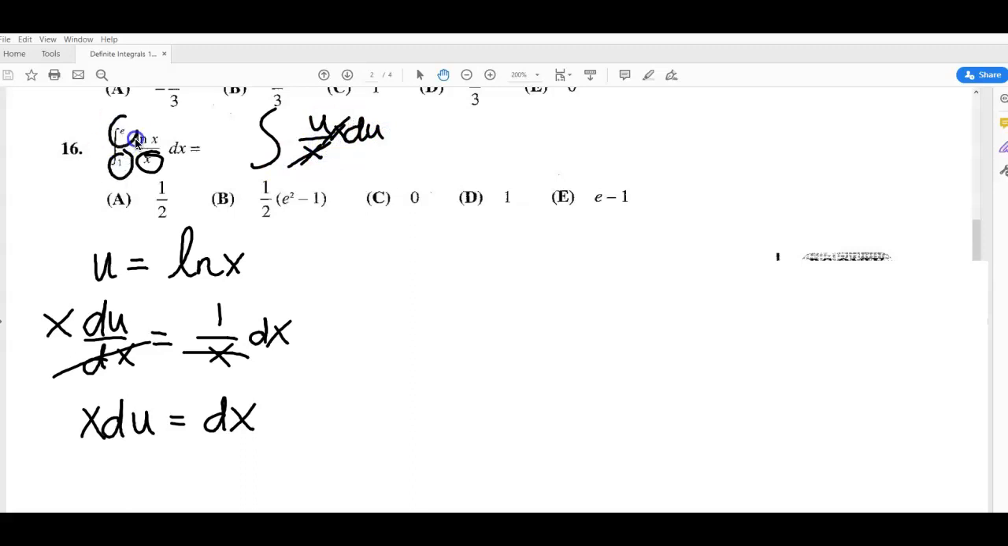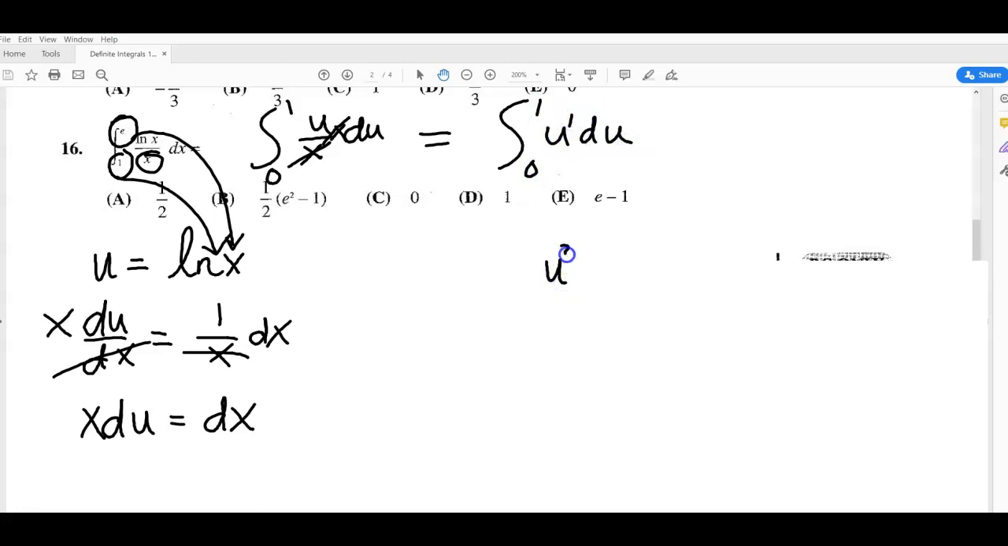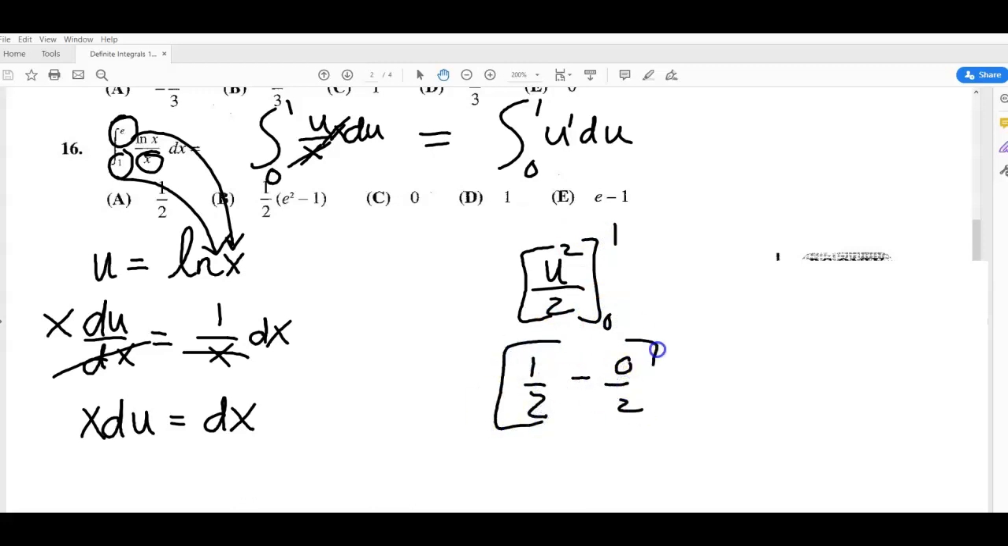We also need to deal with our limits here. So if I plug in 1, I get 0, and if I plug in e, I get 1. So the simplified version of this U-substitution would look like this then. From there, we're going to go ahead and integrate. So if you add 1 to the power, you get square and divide by that number. My limits are 0 and 1. Plug in the 1, plug in the 0, subtract them. You end up with a half as your final answer.